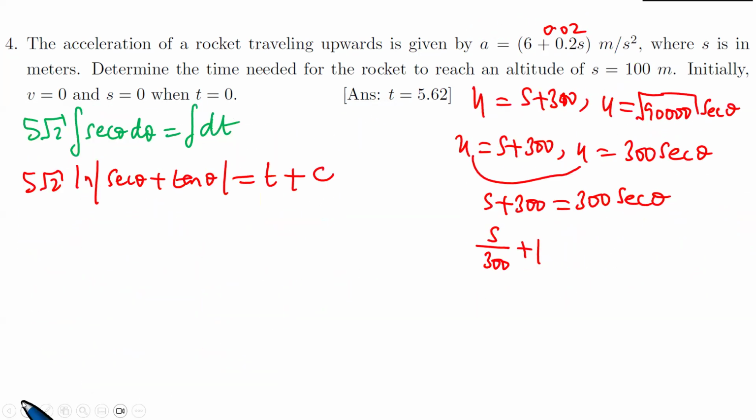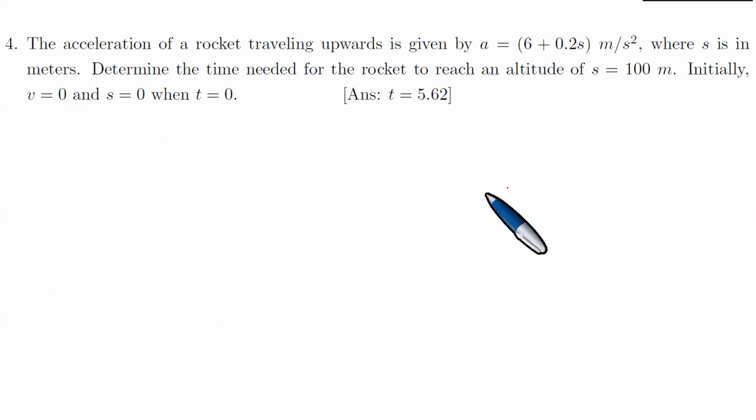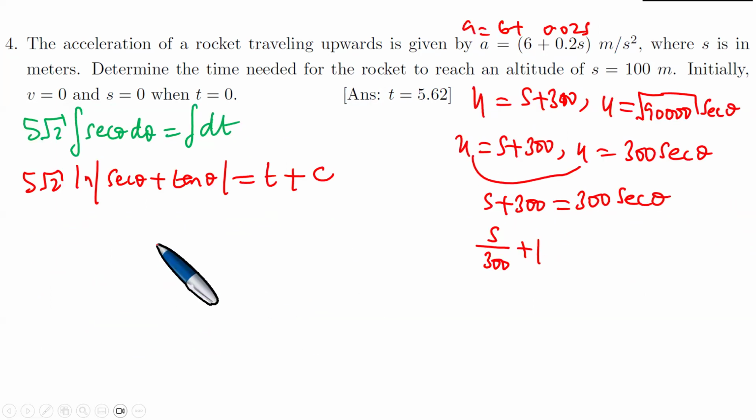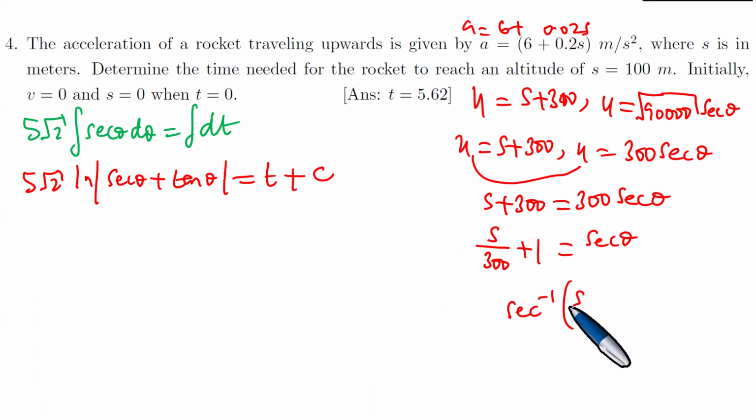So now we have exactly that. Even here, we're saying the acceleration is 6 plus 0.02 s. Right, we're still good here. When you get to this point, we divide through by 300 so that we get exactly this, and this is actually the same as the secant of theta. We want to get theta, which means that the secant inverse of s over 300 plus 1 is theta.